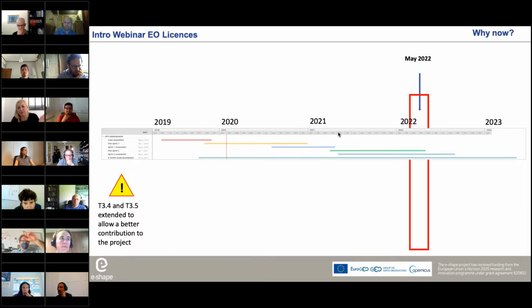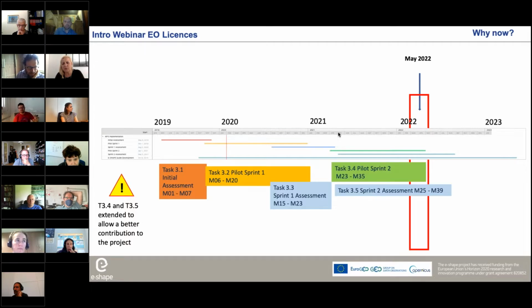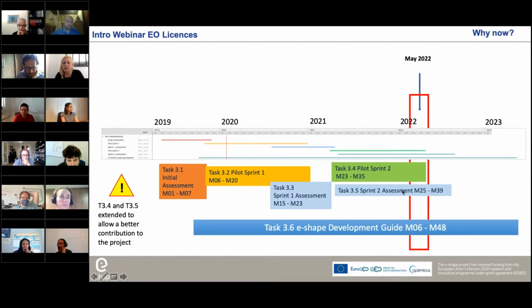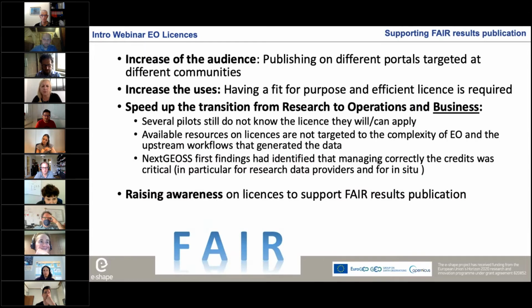And why is it the good time to do that in eShape? It's because we have developed several tasks and several activities, but now we are starting the last year of the project, and a lot of pilots have already developed some results, data, services, mobile applications. There are already several outcomes which are ready. And what we want to do here is to support them to publish their results in several portals and give all the good conditions for these results to be adopted and used.